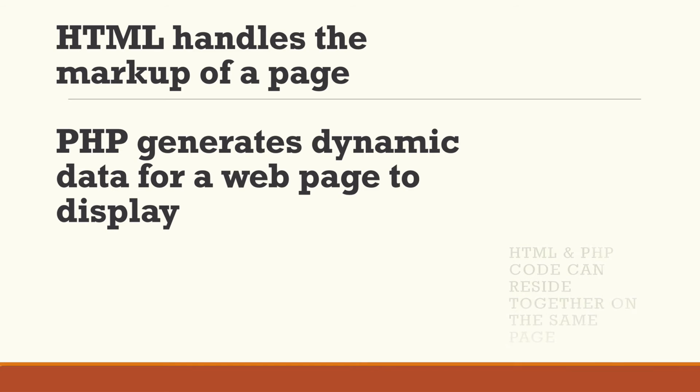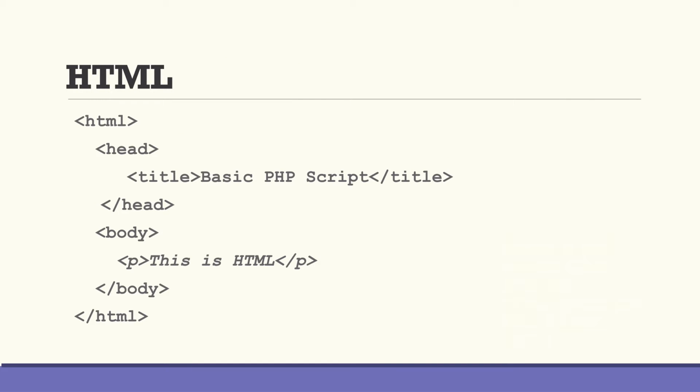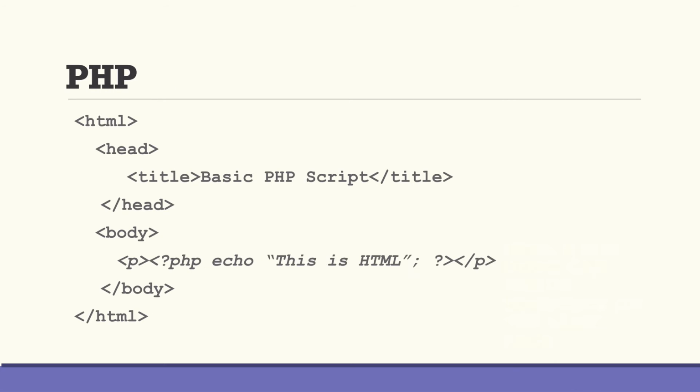PHP code and HTML markup can reside together in a single file on your server. For example, here is some plain HTML. You can see we have the HTML tags, the head and body tags, and then we have a paragraph tag that says this is HTML inside of it. That's just plain HTML. You can write the same script using PHP by adding our PHP tags within the HTML. Here, we will use a basic echo or print statement.